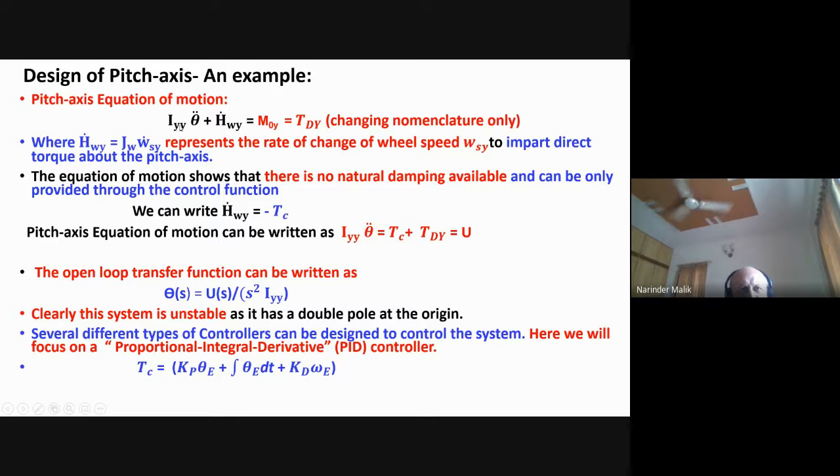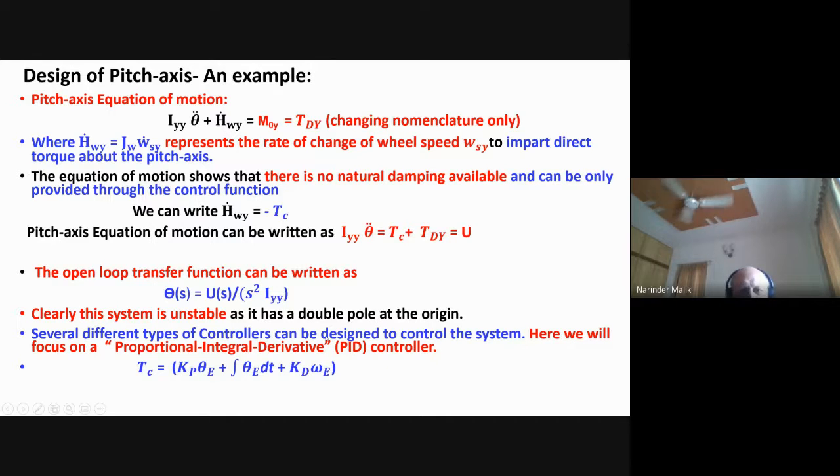So I can write Iy theta double dot is equal to, because it's minus Tc, it goes on this side, Tc plus Tdy, the disturbance torque, and this is the control torque. And I can write the sum of this as U. The open loop transfer function can be written as theta of s over U of s, Laplace transform, equal to 1 divided by s square into Iyy. Clearly, this system is unstable as it has a double pole at the origin.